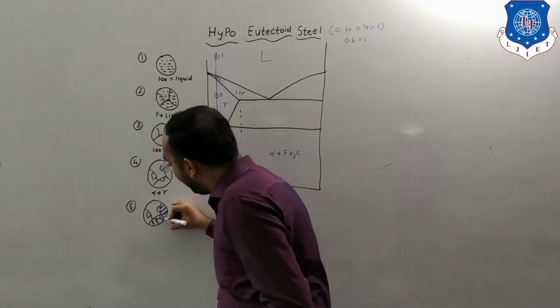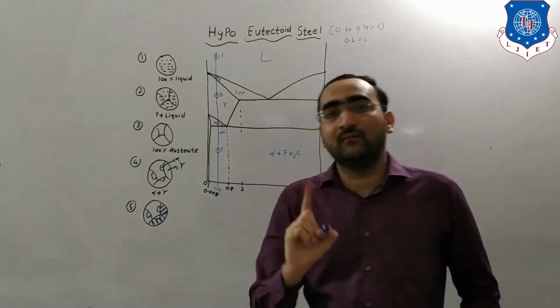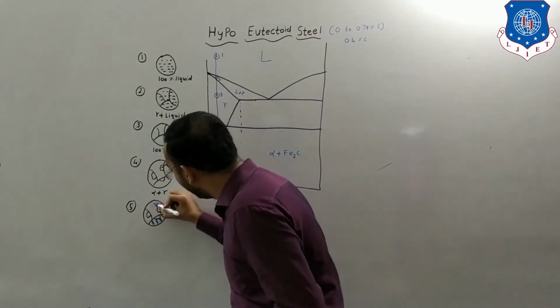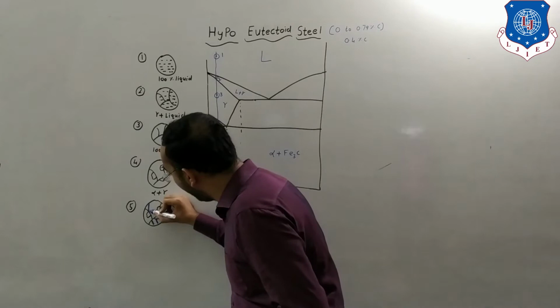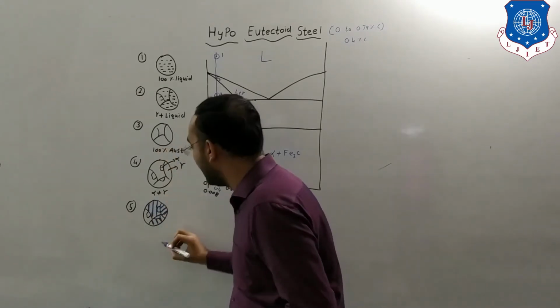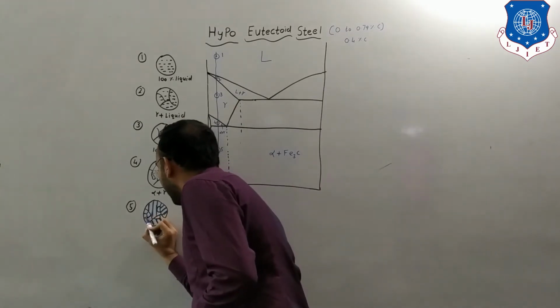Keep it in mind, pearlite will not enter the ferrite region. Pearlite will never enter. So it will be drawn like this only, so that it does not fall under the ferrite region. The ferrite region should remain as it is.